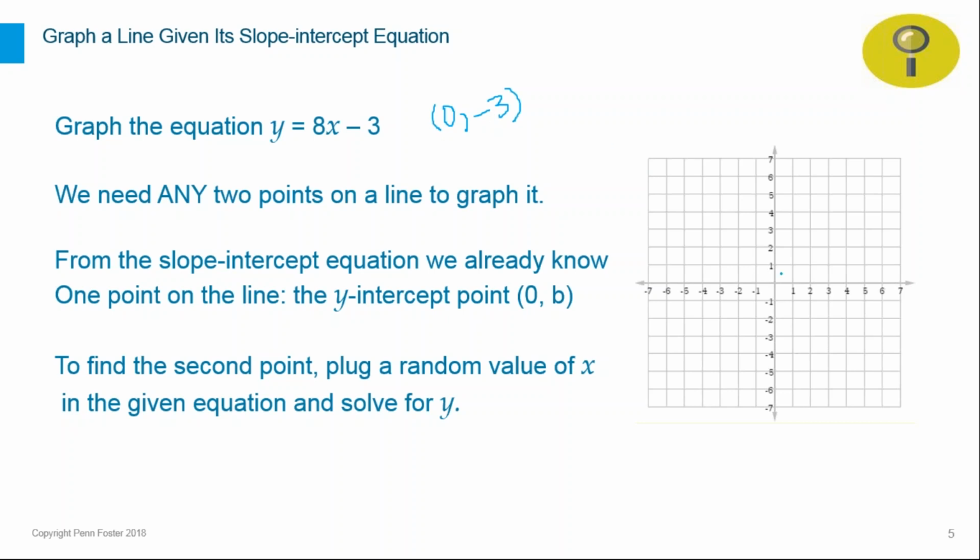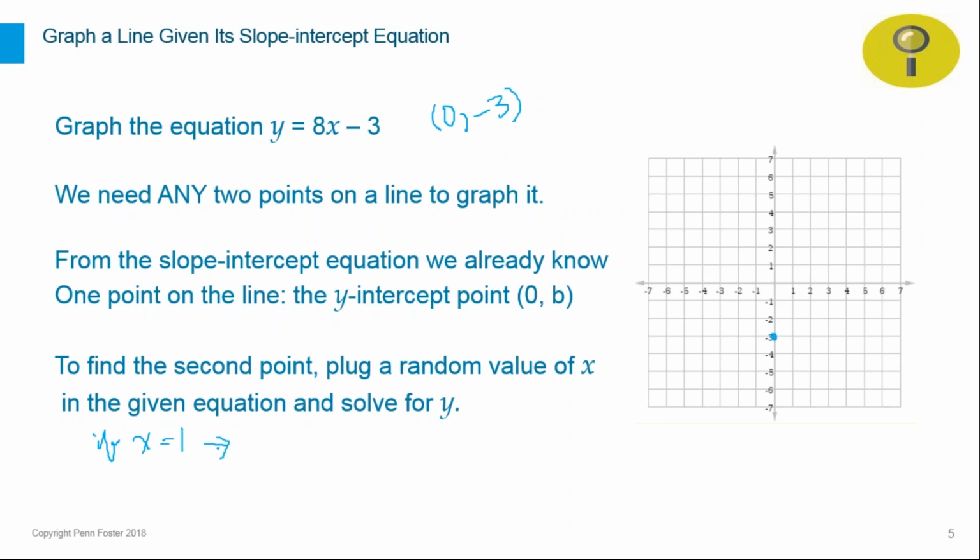So one point we are sure that the line goes through would be (0, -3). I'm going to plot that point here. We need a second point. Now the second point we're going to get from plugging a random value of x into this equation. We evaluate the expression and that will give us the corresponding y value. So let's say we will pick any random value for x. I'm just going to pick 1. So if x equals 1, then what happens to the y?